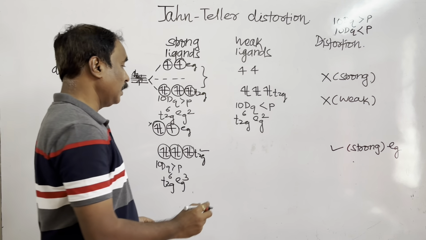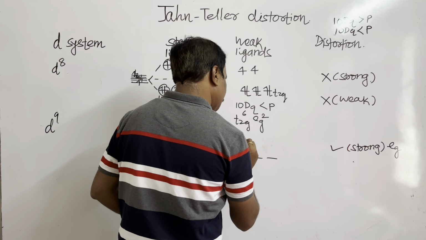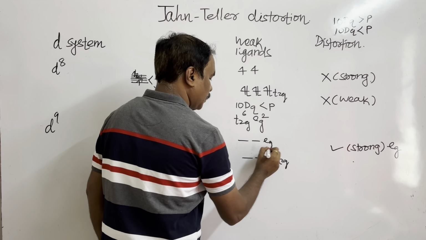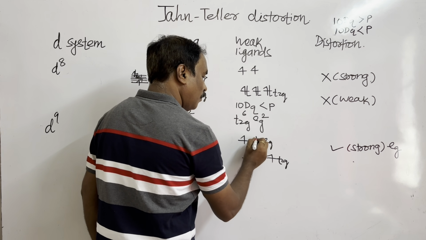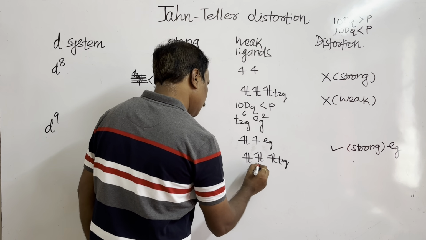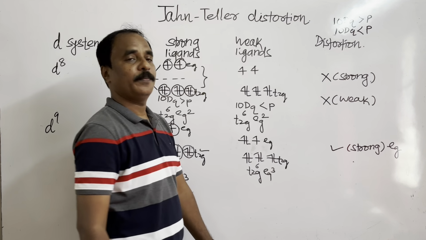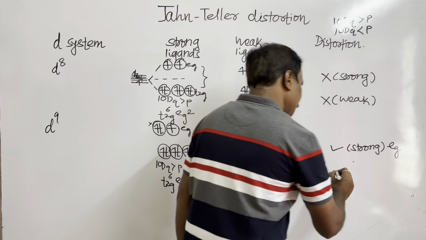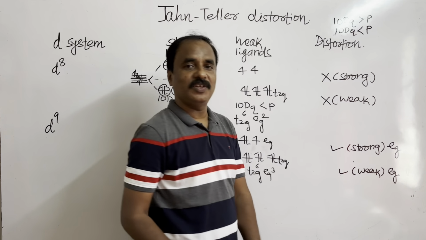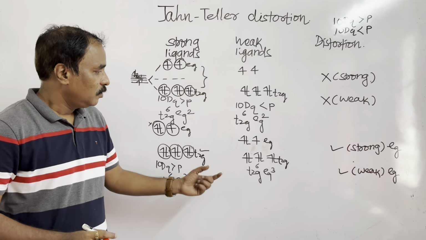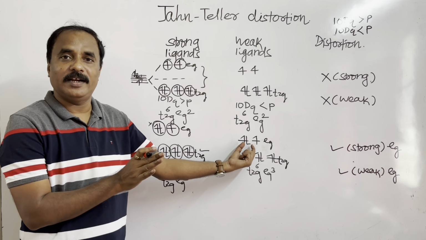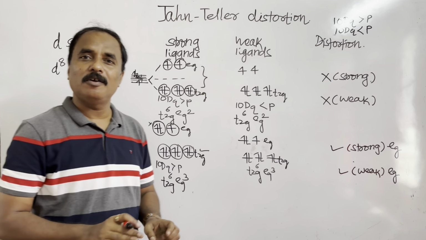Now, when there is attack of weak ligands, t2g and eg, 1, 2, 3, 4, 5, 6, 7, 8 and 9. Exactly the same electronic configuration, t2g6 and eg3. Here also a distortion in geometry. So when ligands are weak, who is responsible for this? Eg again. So unsymmetrical electronic configuration in eg when there is attack of strong as well as weak ligands. So distortion in geometry will not be regular.